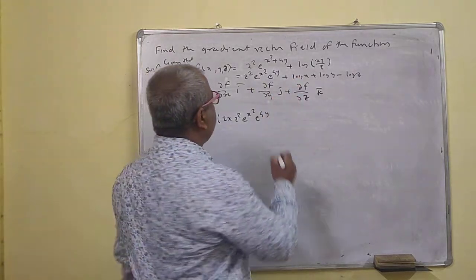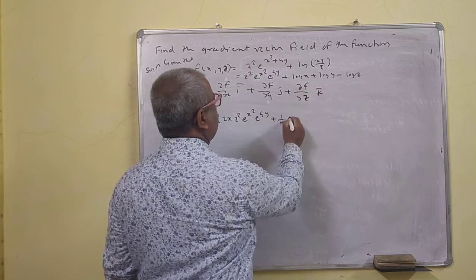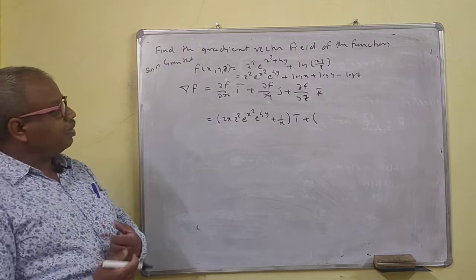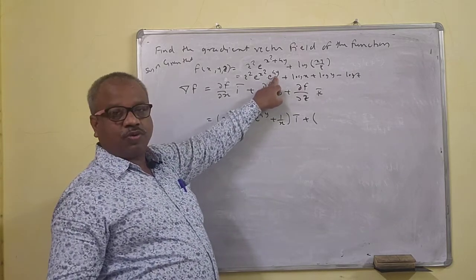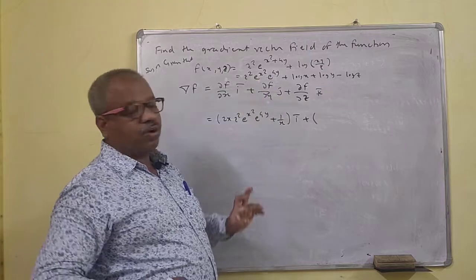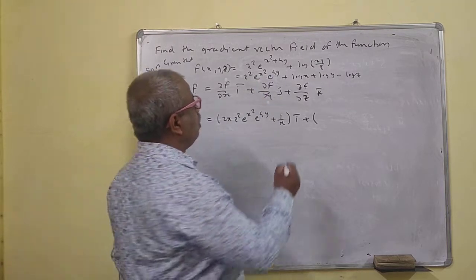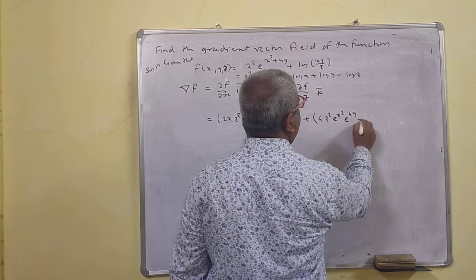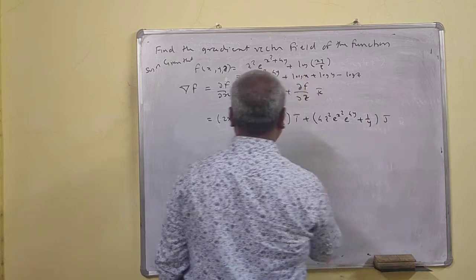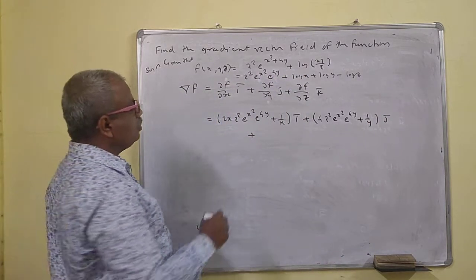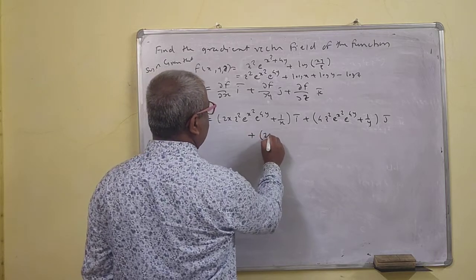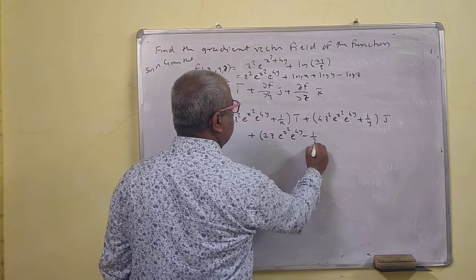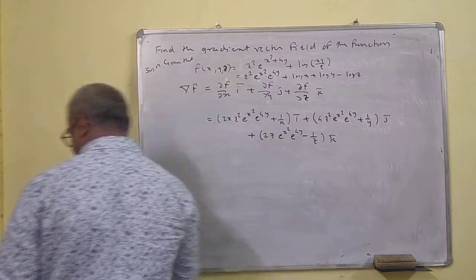The derivative of the log term is plus 1 by x, and the rest are constants, so their derivative is 0. Plus, now we have to differentiate with respect to y. So e raised to 4y is there, and z square e raised to x square is a constant, so that gives 4 z square e raised to x square e raised to 4y plus 1 upon y j bar. Plus, we have to differentiate with respect to z now. So this is twice z, only twice z, e raised to 4y minus 1 by z k bar.